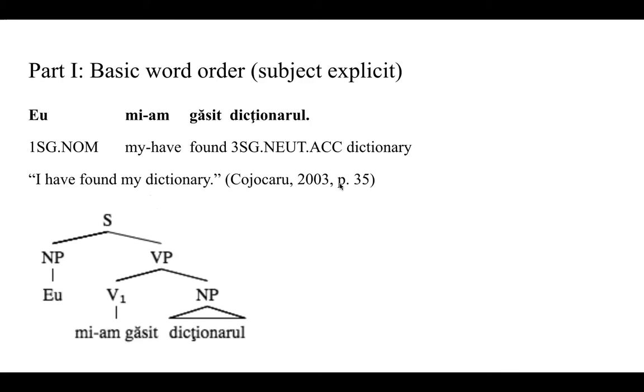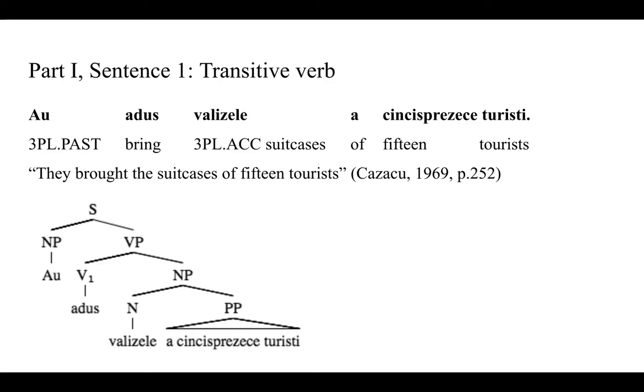In another example, we see the subject explicitly appearing. Eu mi-am găsit dicționarul. I have found my dictionary. In this sentence, eu is the word for the first person singular nominative subject. As we can see from this transitive verb sentence, the subject comes first, followed by the verb, followed by the object, dictionary. Now we will be discussing 6 different types of sentences in Romanian.